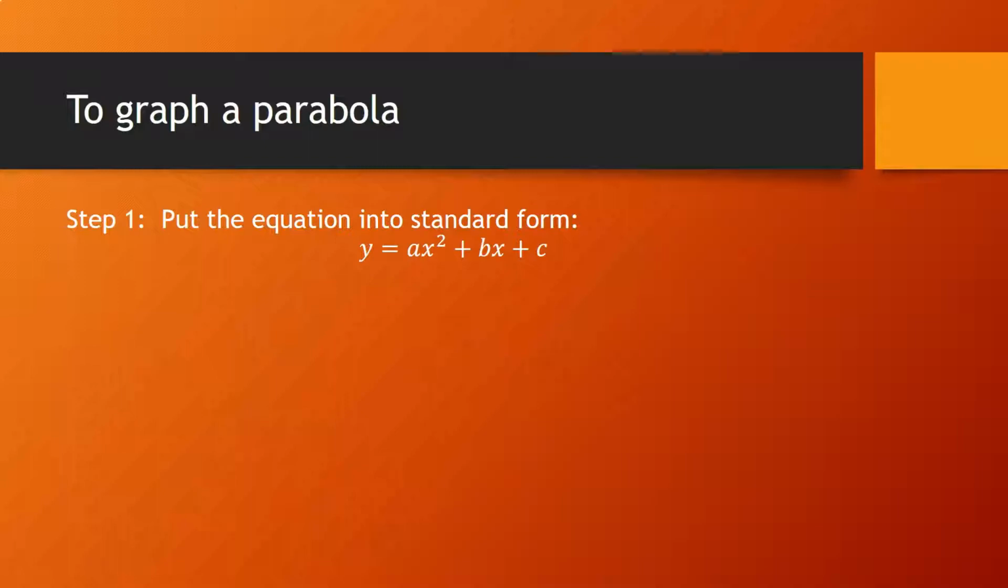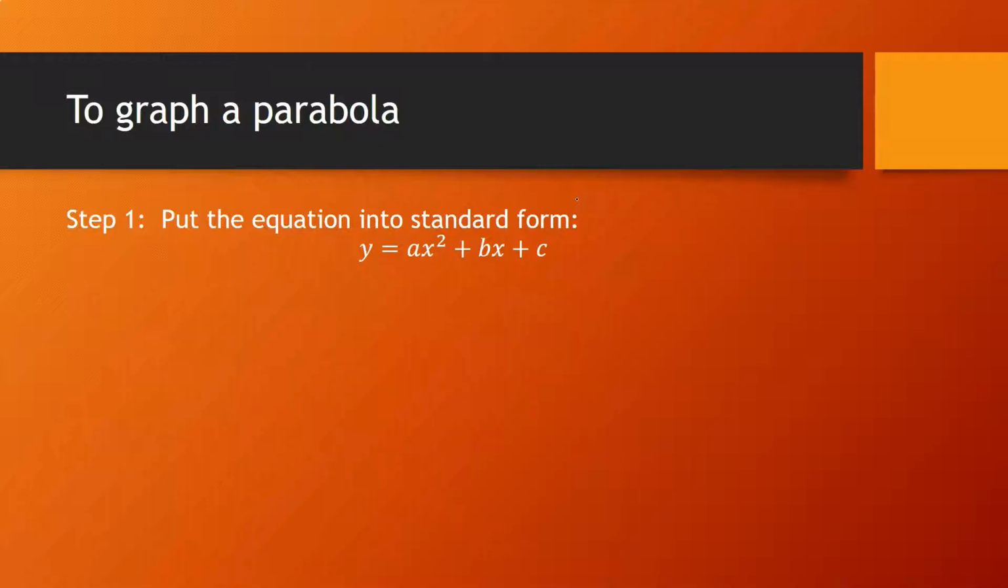Let's go through our steps to graph a parabola. You should have your notes out, and you should be ready to write each step as we go. Step 1 is to put that equation into standard form. This is nothing that's new to you. Standard form is y equals ax squared plus bx plus c. Y by itself equal to some number with an x squared plus some number with an x plus a constant.